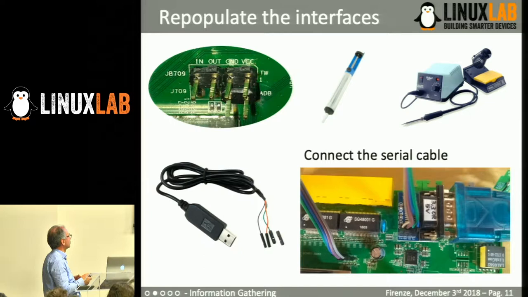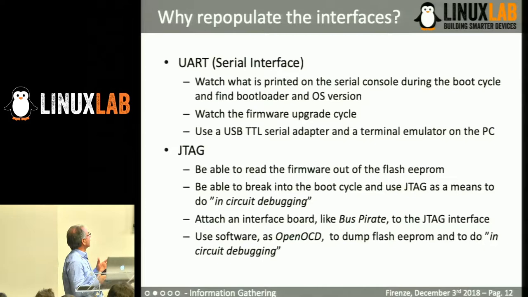We are really interested, especially in the serial console, because it allows us to watch what is printed on the serial console during the boot cycle. This usually allows us to identify the bootloader and the operating system version. In our case, since I want to modify the firmware, watching the firmware upgrade cycle is also quite interesting. We have to connect a USB TTL serial adapter to the serial console and to the PC using a terminal emulator. A very popular terminal emulator is PuTTY, which is available on PC, Mac, and Linux.